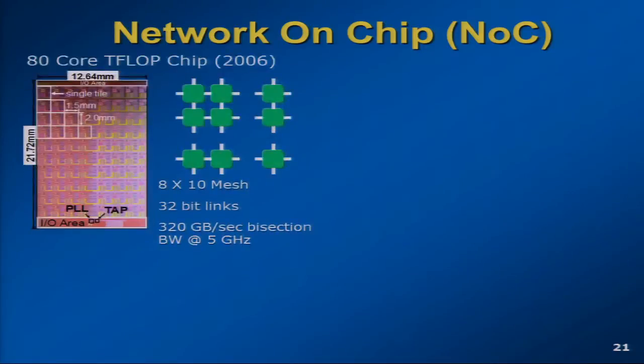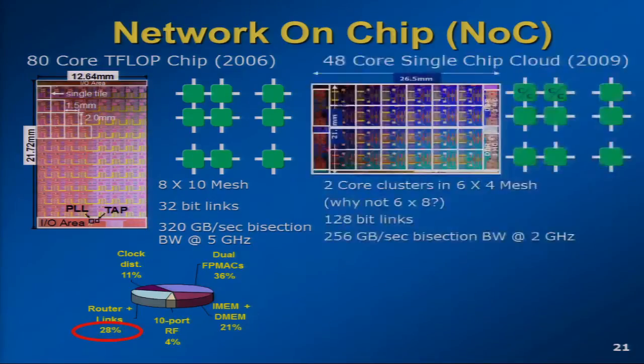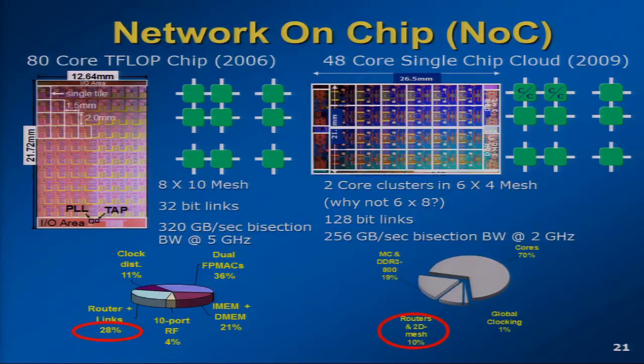We did some experiments with network on a chip. For example, here was a network on a chip on an 80-core teraflop chip done a while ago. And this showed about 30% of the power goes into the network. The 48-core single-chip cloud chip: on this one, about 10% goes into the network. But the percentages are misleading because a lot of power goes into the cores in this particular case. So we started looking at what is going on.